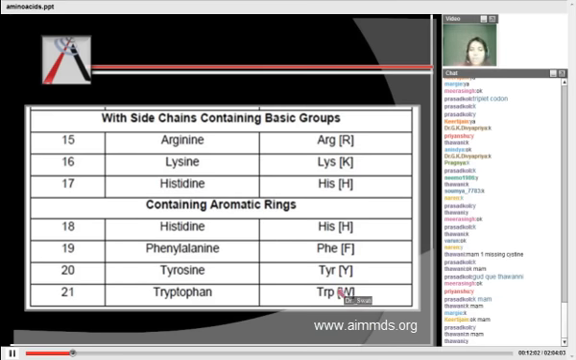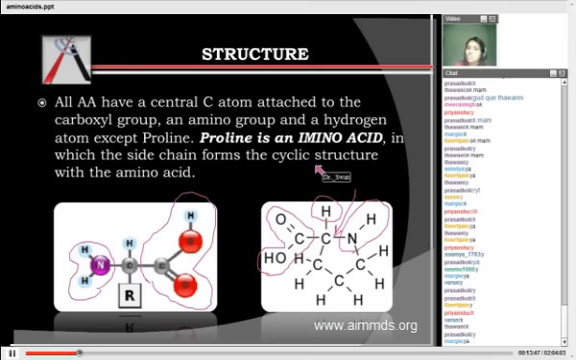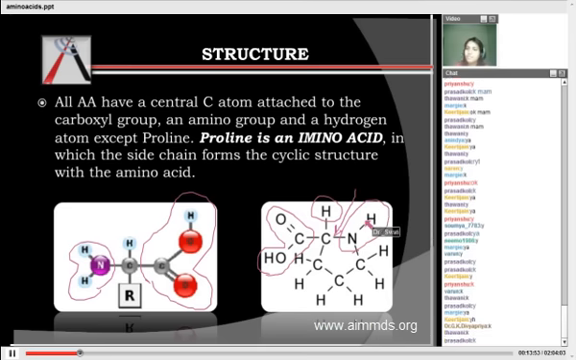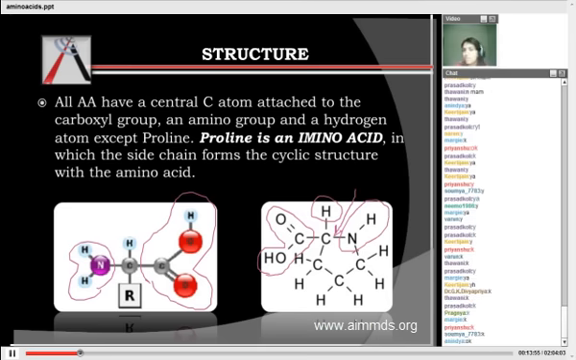Because of this, it forms a kind of cyclic structure. It is not straight. Rather than being straight, it goes and interacts with the hydrogen of the amine group and forms a cyclic structure. That is why proline is called an imino acid, not an amino acid. Okay, that's an MCQ over there.